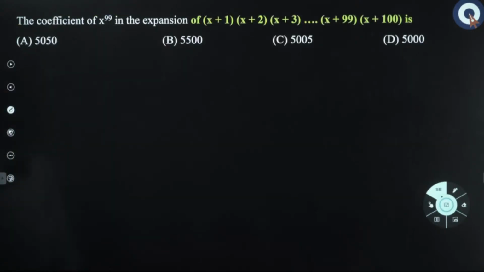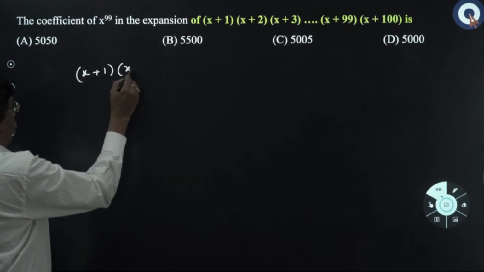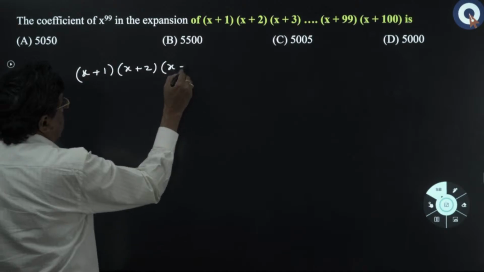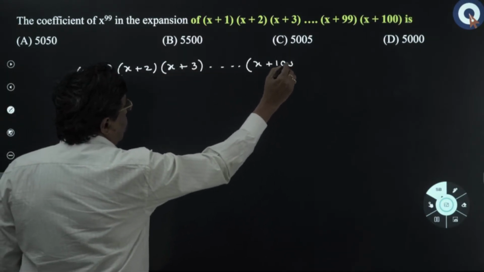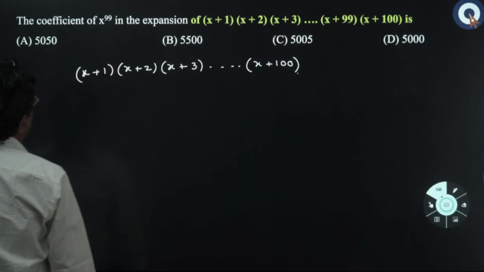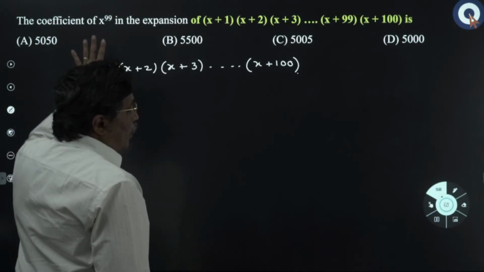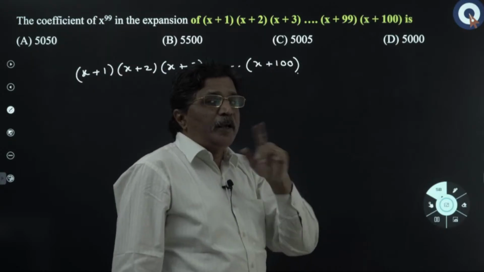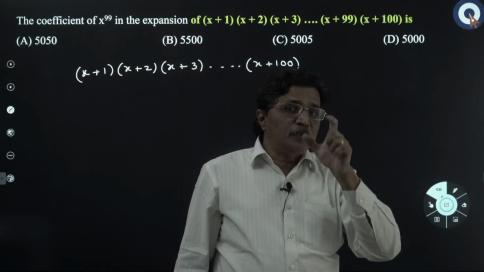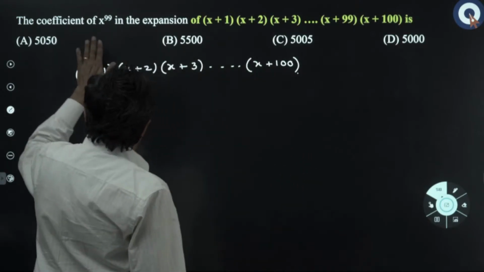Okay. The coefficient of x power 99 in this expansion. So this expansion is (x plus 1)(x plus 2)(x plus 3) and so on, up to (x plus 100). This is a polynomial of degree 100, and if you want the coefficient of x power 99, every time you assume that you have closed one bracket and the leading term will be x power 99, and that x power 99 when multiplied with the constant term, you get one term.